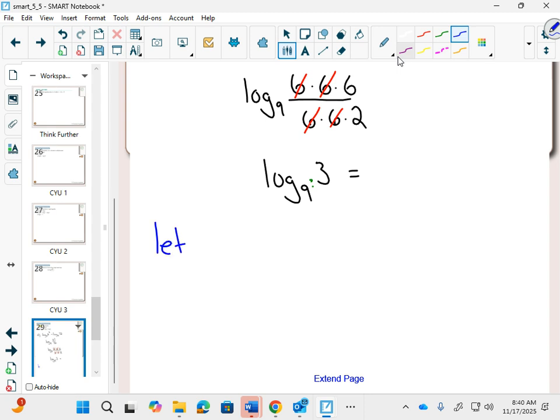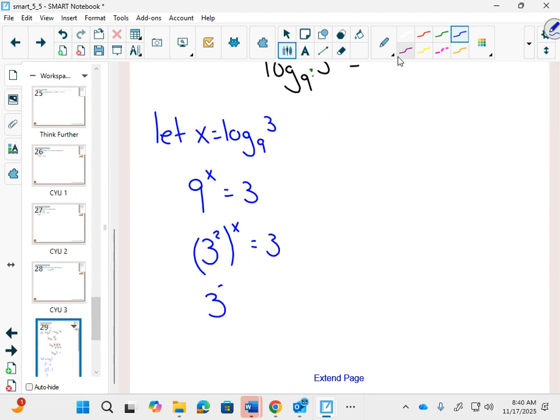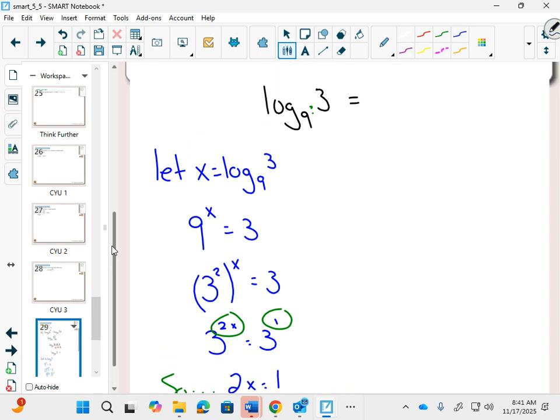You could say, let x equal log 9 of 3, and then change it to exponential form. So the base is 9, the exponent is x, and the result is 3. And we solved these before. If we get the base to be the same, I'd always write it that way, so 2x has to equal 1, and x would have to equal a half. So the answer to log 9 of 3 is a half.